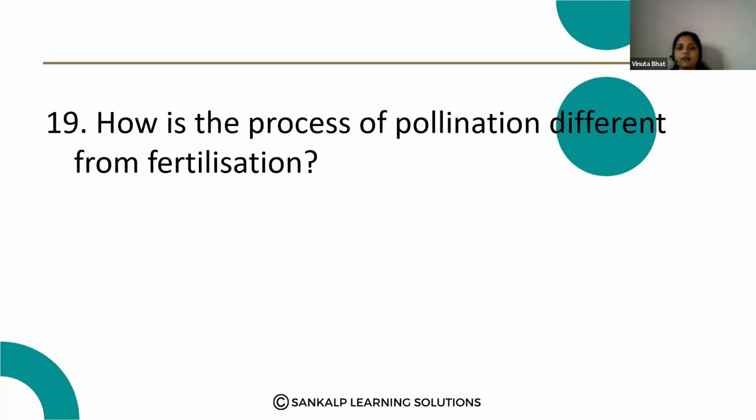Next question. How is the process of pollination different from fertilization? Pollination is the transfer of pollen grains towards the stigma. Just imagine this is the stigma and these are the pollen grains. This process of transfer of the pollen grains to the stigma is called pollination.